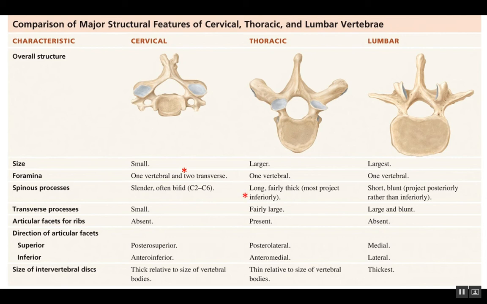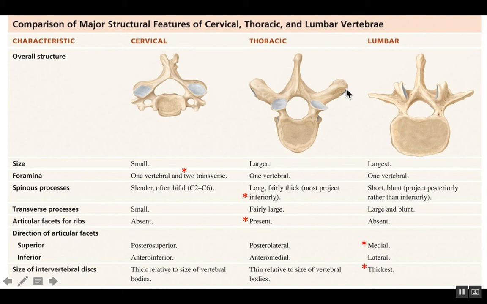The thoracic vertebrae have spinous processes that are usually very long and project inferiorly. So they project downward. Now you don't see that in this view because this is a superior view, but that spinous process will point downward. Another big difference you see with the thoracic vertebrae is the presence of articular facets for ribs. You'll find them on the body, right here. You'll also find them on the transverse processes.